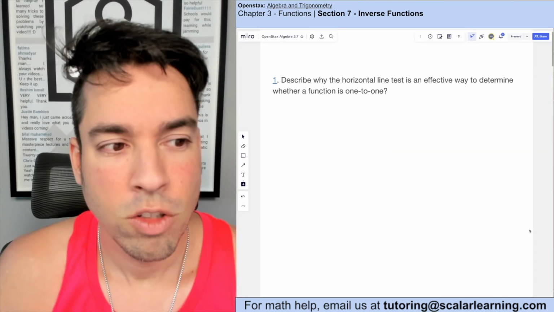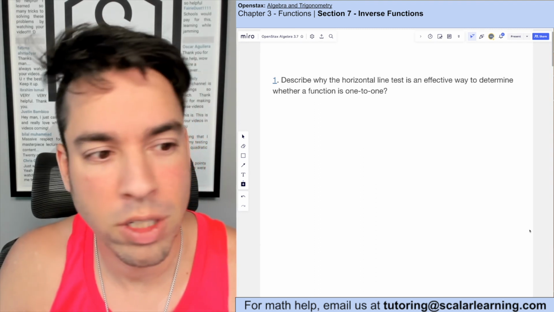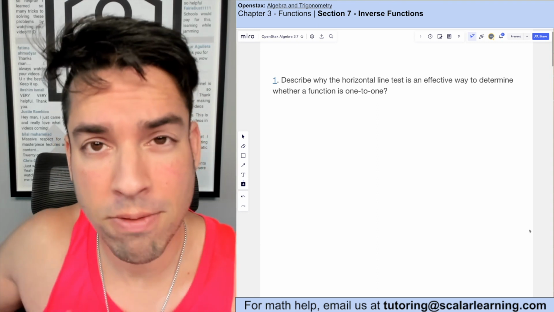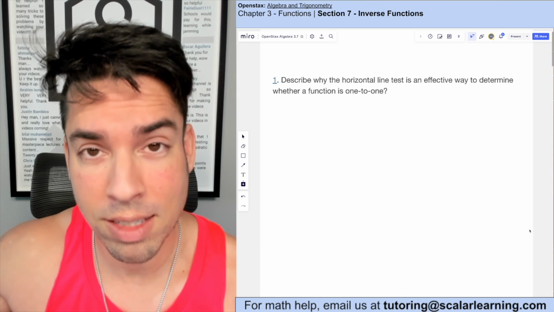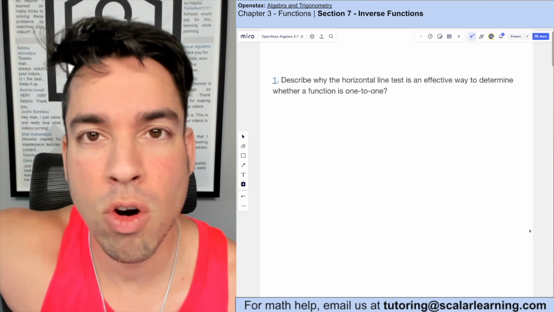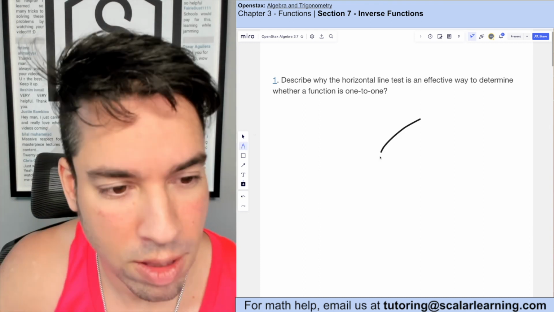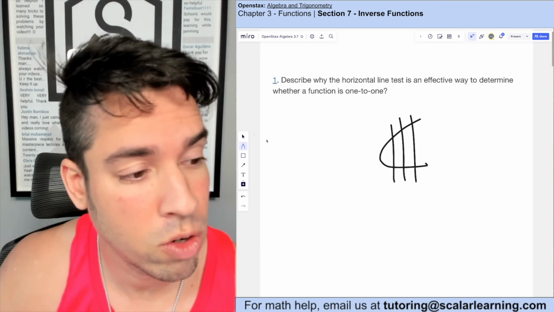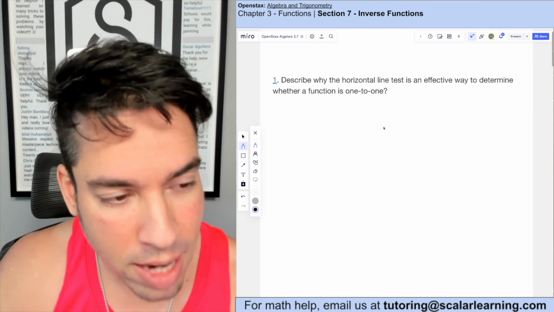The horizontal line test is an effective way to determine whether a function is one-to-one. In order for something to be a function, first and foremost, it must pass the vertical line test. The vertical line test essentially ensures that there's no input that is repeated. For example, this would fail the vertical line test. This would not be a function. So we know that if it's a function, it's going to pass the vertical line test.